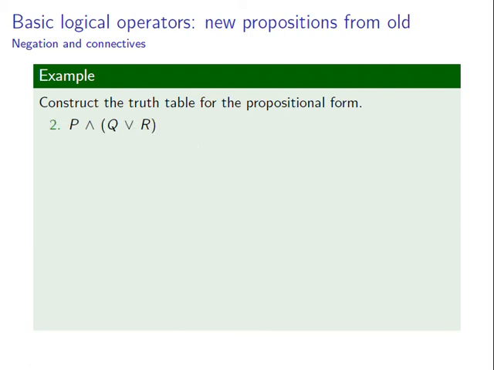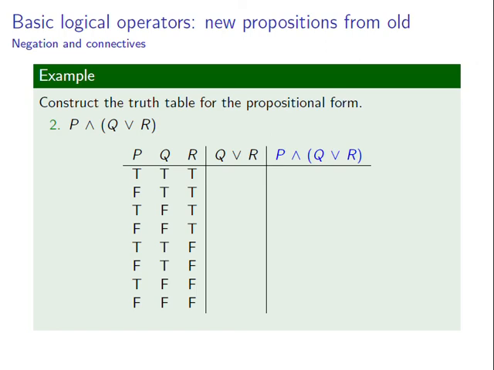Next, we have the conjunction of P and of the disjunction Q or R. Since there are 3 variables in the propositional form, there are 8 possible combinations of truth values of P, Q, and R. For clarity, we also include the column for the truth values of the disjunction Q or R. The statement Q or R is false exactly when Q is false and R is false. The statement Q or R is true for all other cases.